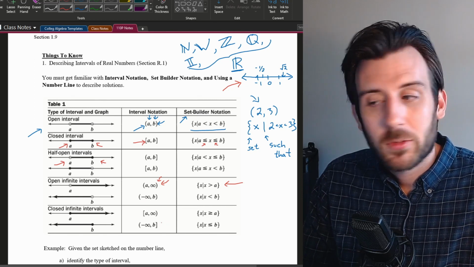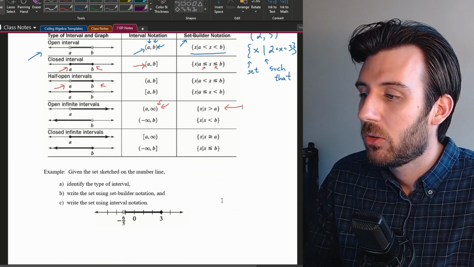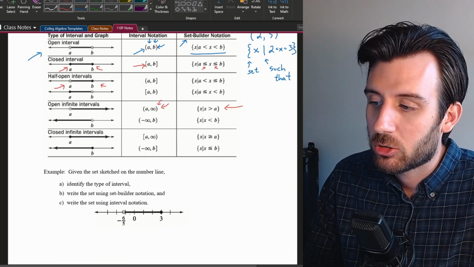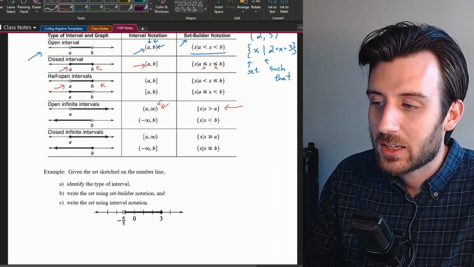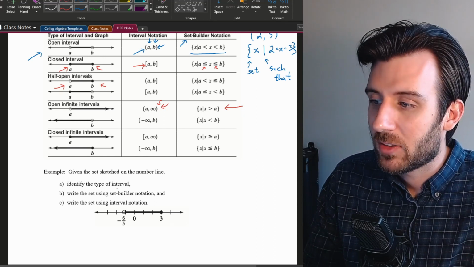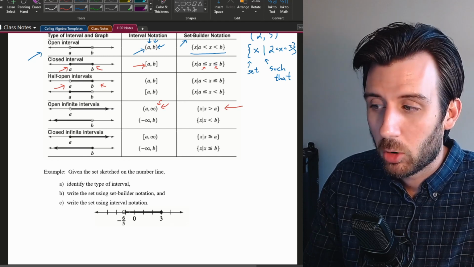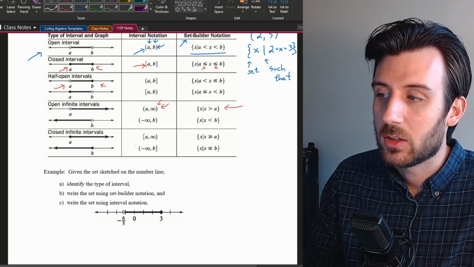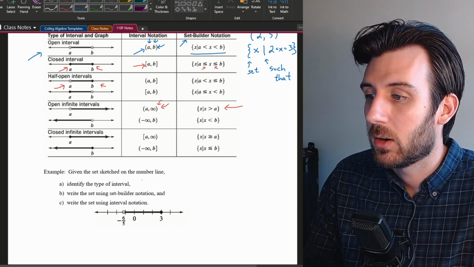Okay. That's enough of the review for that. Let's do a quick little example to help anchor it in. So we've got this picture. We're looking at all numbers that are between -6/5 and 3, meaning that I'm looking at an interval. So identify the type of interval. This would be a half open interval because one of the endpoints is open. So let's call that a half open interval.